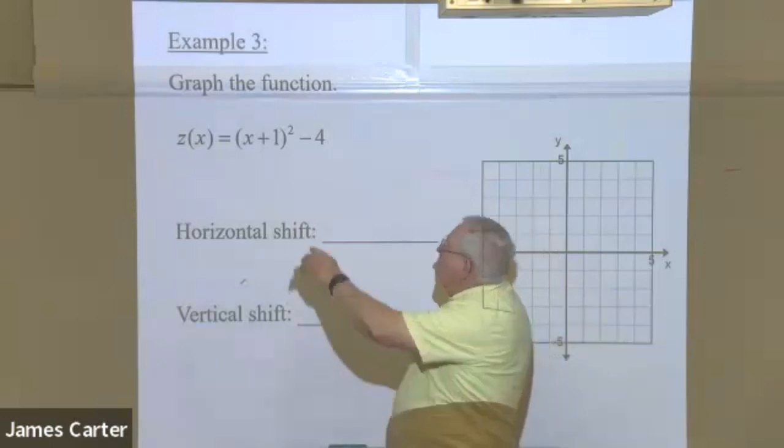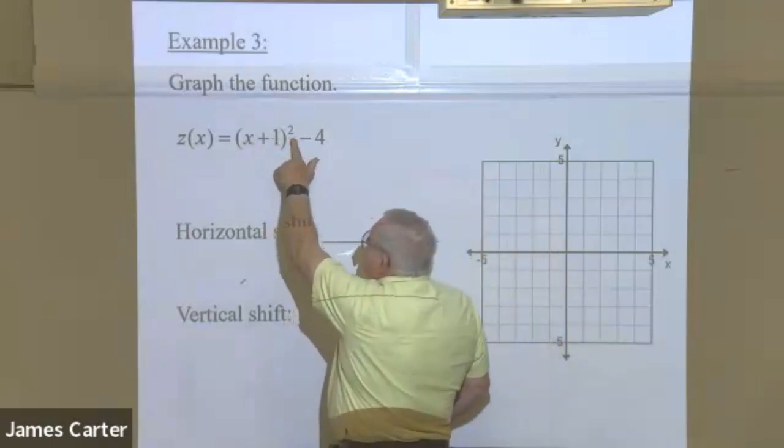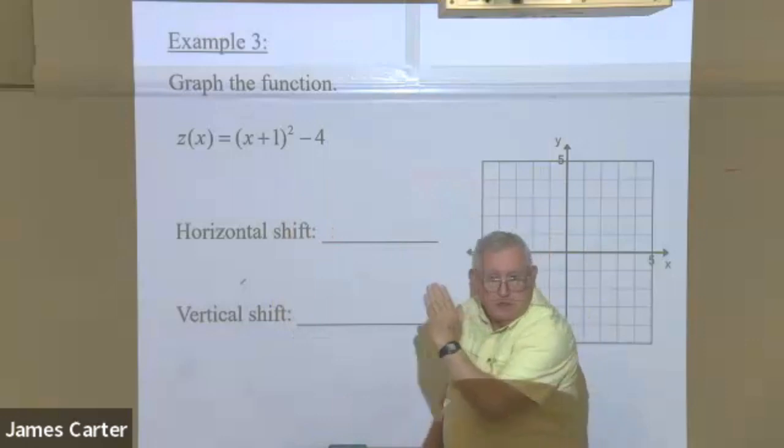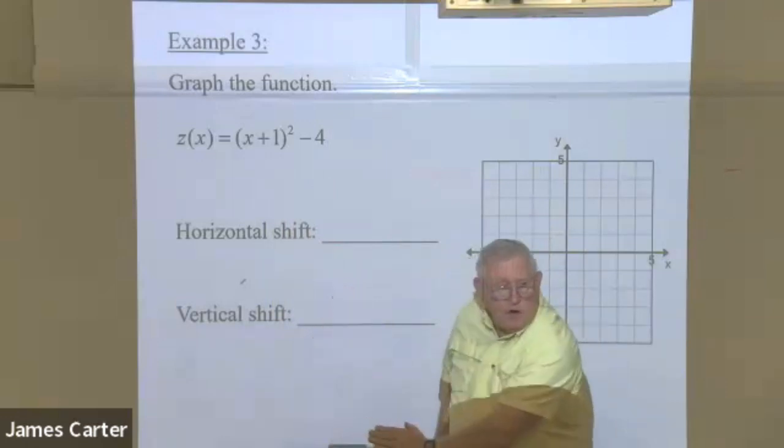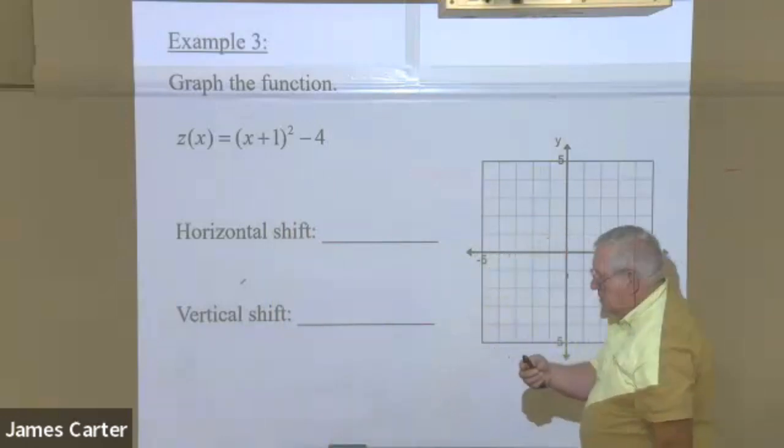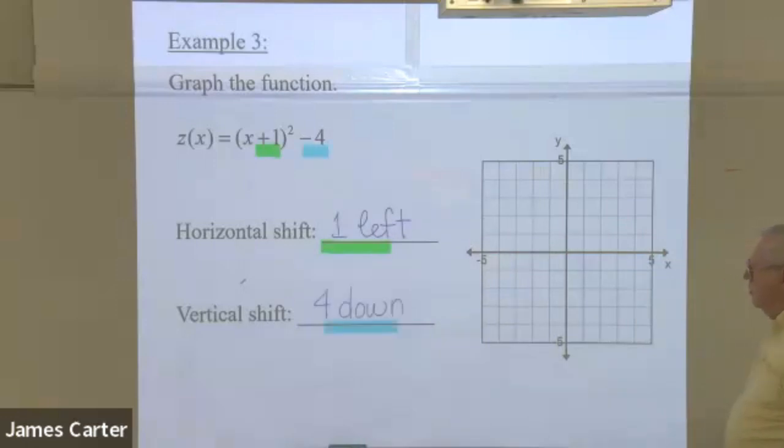I'm going to take the basic x squared shape. I'm going to slide it 1 to the left and 4 down, is what that's saying. So we're going 1 left, 4 down, and here's the comparison of the two. One ready.